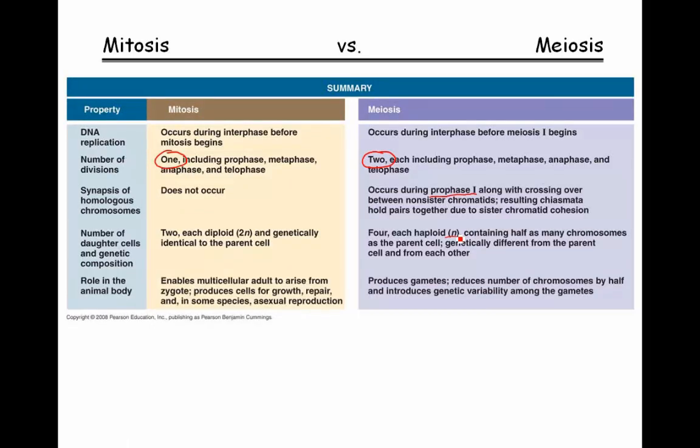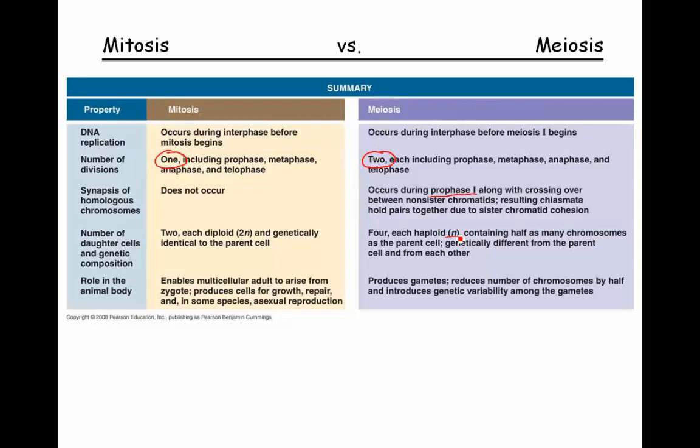The overall role of these processes will be different. With mitosis, we're talking about cell division that's responsible for growth and development and tissue renewal. This is something that is going to occur all throughout our bodies and really all throughout our lifetime as well. It is going to produce ultimately somatic cells.